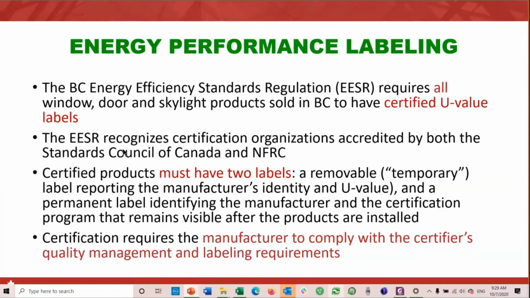The Energy Efficiency Standards Regulation recognizes certification organizations accredited by both the Standards Council of Canada and NFRC. Certified products must have two labels: a removable temporary label that reports the manufacturer's identity and U value, and a permanent label that identifies the manufacturer and the certification program, which remains visible after the products are installed. In the case of operable products, you can often look for that permanent label when you open the product and look somewhere inside the frame or on the edge of the sash.